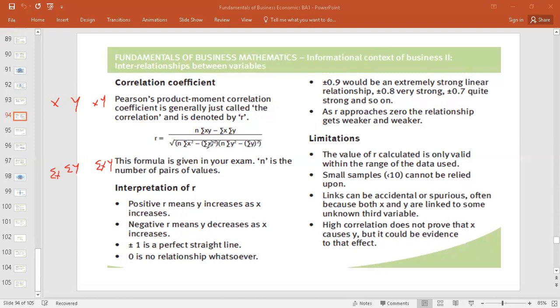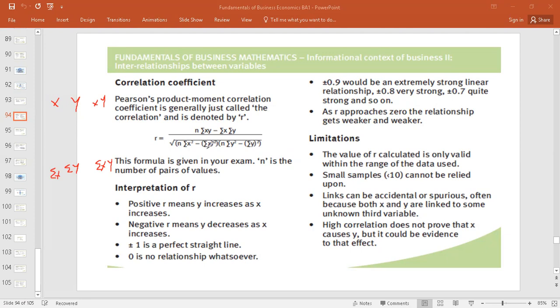Now, how do we interpret after the calculation is done? Interpretation of R. If R is positive, the positive R means Y increases as X increases. Negative R means Y decreases as X increases. If R is plus or minus 1, it lies at the extremes and we see that there is a relationship. Then that is a straight line, either upward rising or downward falling, but a perfect straight line.